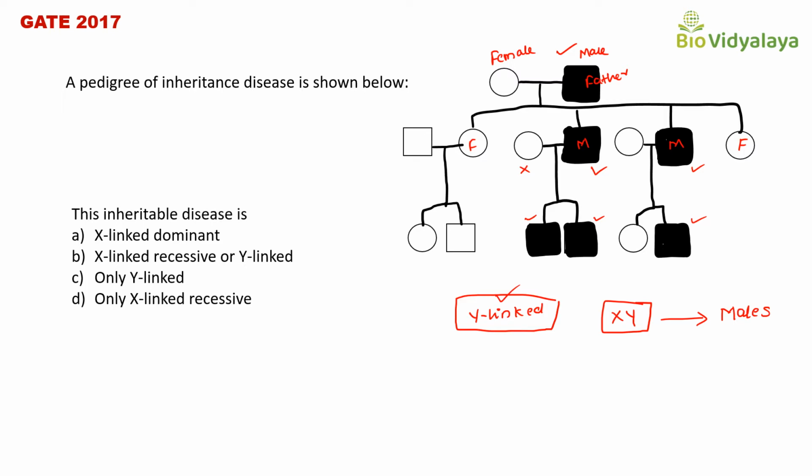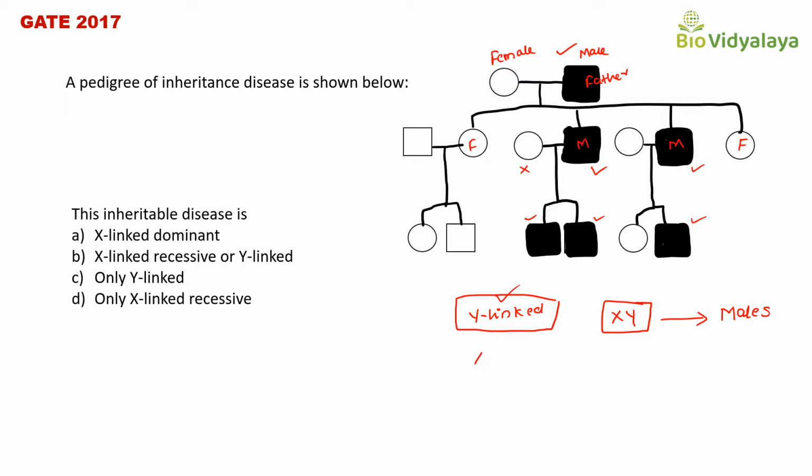But in option C it is given only Y-linked, while in option B it is given X-linked recessive or Y-linked. So it is better to check whether it is X-linked recessive or not. Okay.